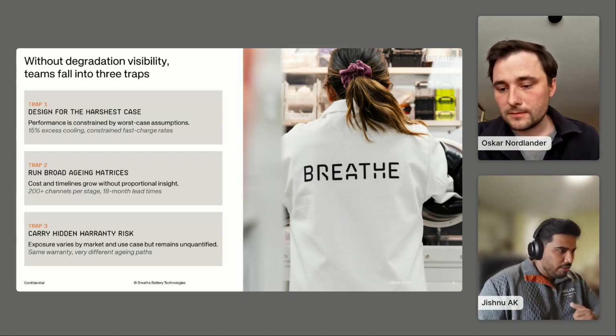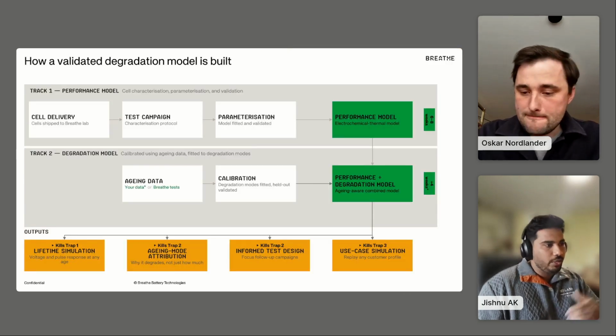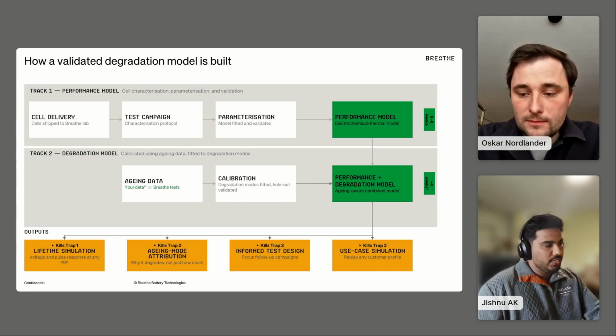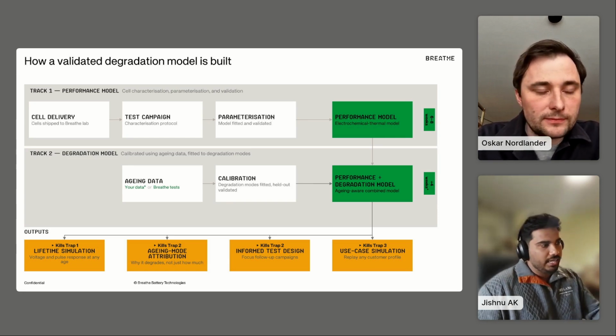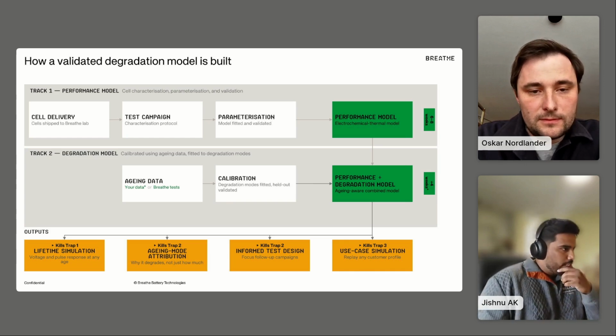So to start with, I would like to explain how the model is constructed here at Breathe, then what value it offers. So in this slide, the first 2 rows deal with how the model is constructed, and the last row here explains the value. So let's look at the first 2 rows.